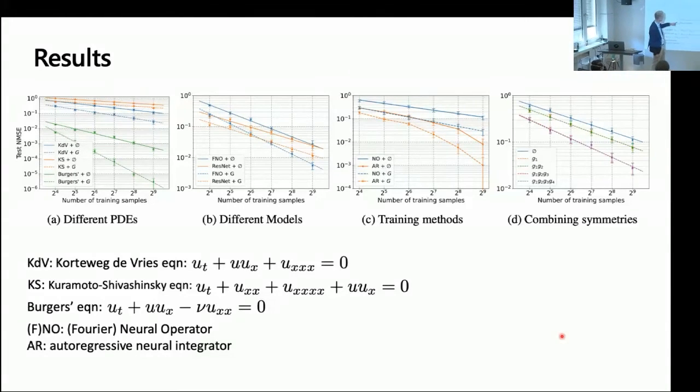Here we see that it works for both Fourier neural operator and ResNet solvers. So the same phenomenon happens across different methods. Here you see that it helps for both neural operators and autoregressive models. Funny enough, the autoregressive models have some non-polynomial behavior. It goes faster towards more samples.